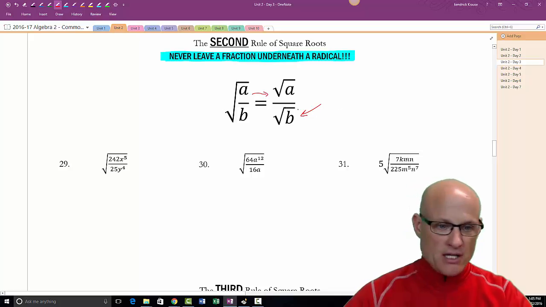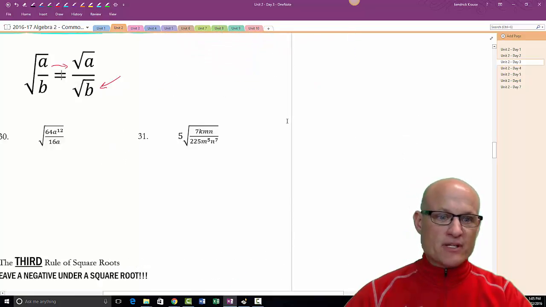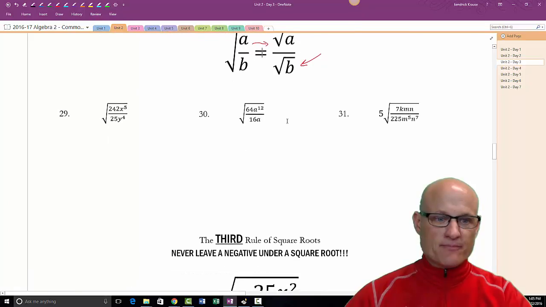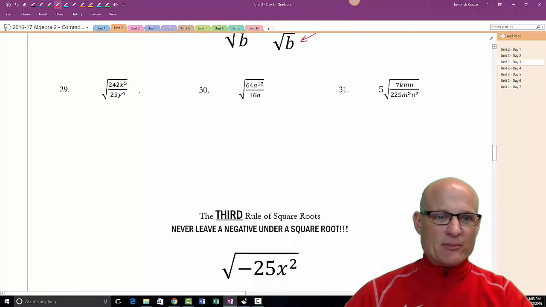Might as well. All right, so what we're going to do here is, whoa, what the heck just happened? This one can't be simplified, but we can rewrite this as the square root of 242x to the 5th all over the square root of 25y to the 4th.